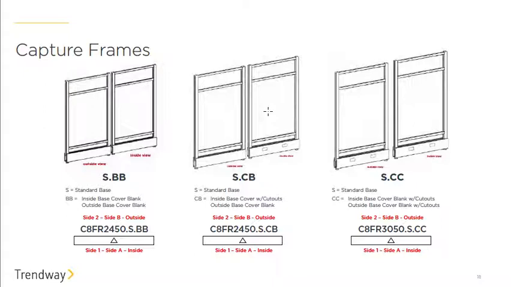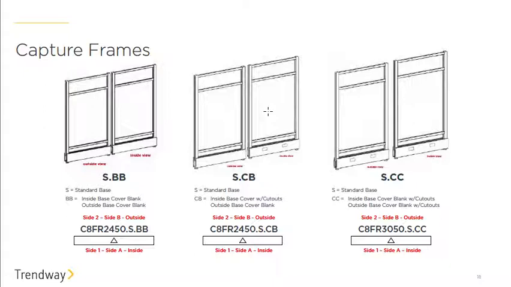So, in talking about the frames, as Mike mentioned, at times it can be somewhat confusing, but once you get going and specifying, it really becomes kind of a piece of cake to follow. Our frames are specified in 3 different base style covers. We have the BB, which is blank covers on both sides. We have CB, which is the cutout on one side and blank on the other, and CC, which is cutout on both sides. All 3 of these slides depict our standard bases.